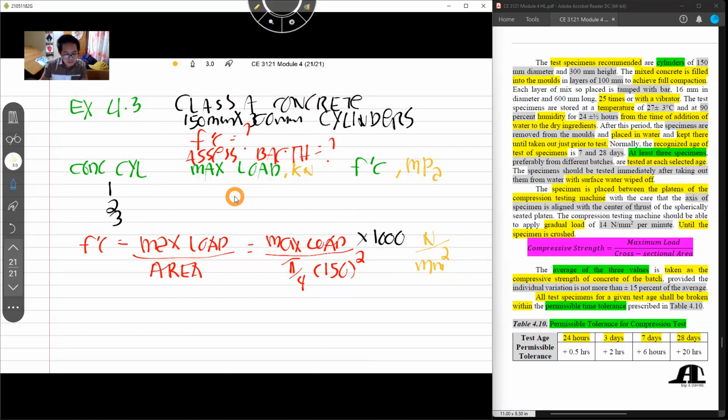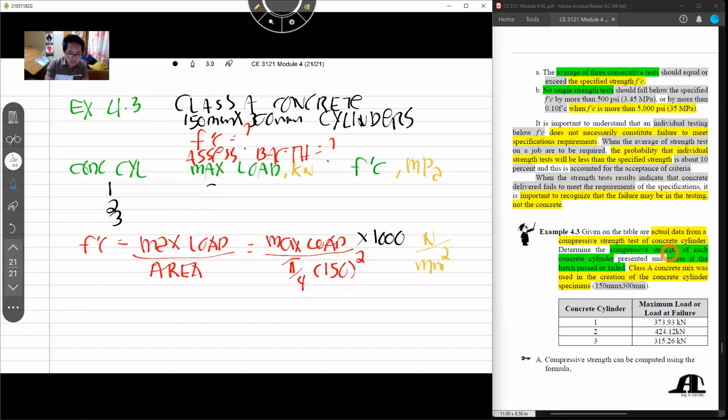Lagay natin yung maximum loads. So, yung maximum loads natin, class. Yan. So, meron tayo ng 373.93. Again, naka-kilonewton yan, no? So, meron tayo ng 424.12. Tapos, meron tayo ng 315.26. Okay? Pwede natin makuha, class, kung ano yung individual strengths nila. Again, ito yung working equation natin, class, no?